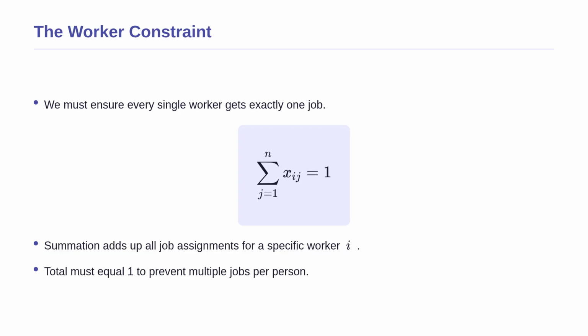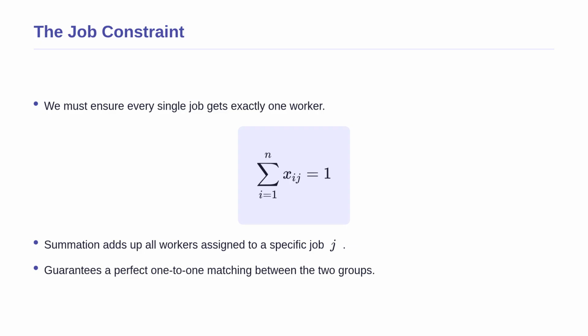This formula we just saw leads us to an important question. How do we ensure everyone gets exactly one task? We cannot just assign everyone to the cheapest job. We have strict rules to follow. This first rule ensures that every single worker gets exactly one job. The summation symbol tells us to look at a specific worker i and add up all their job assignments across every job j. Because the total must equal 1 and our decision variable can only be 0 or 1, the worker is forced to take exactly one job and no more. If this sum were greater than 1, one person would be doing multiple jobs.